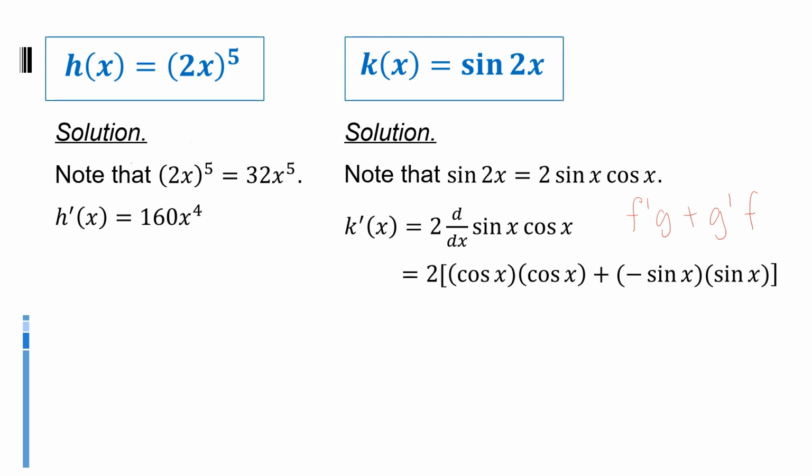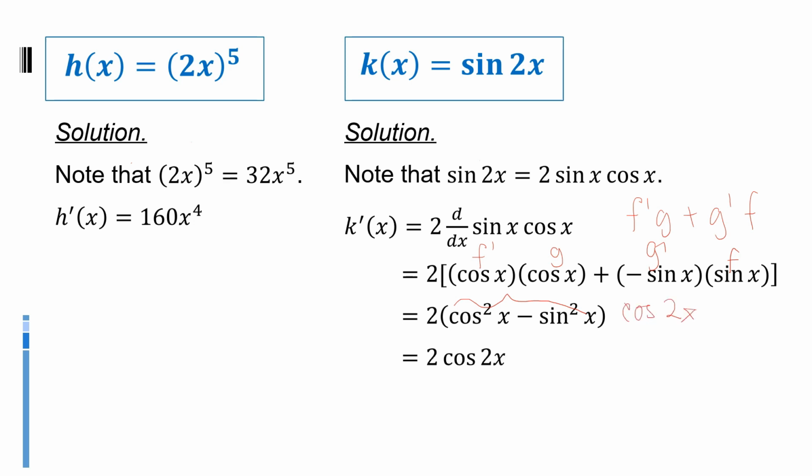So we have 2 times f prime is cosine x times g is cosine x plus g prime is negative sine x times f is sine x. Or that is now equal to 2 times cosine squared x minus sine squared x. And we know that this is equal to cosine 2x. So we now have 2 cosine of 2x.